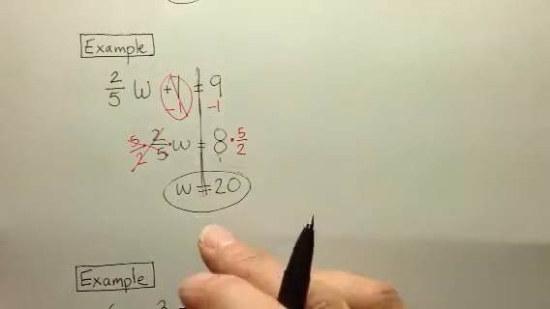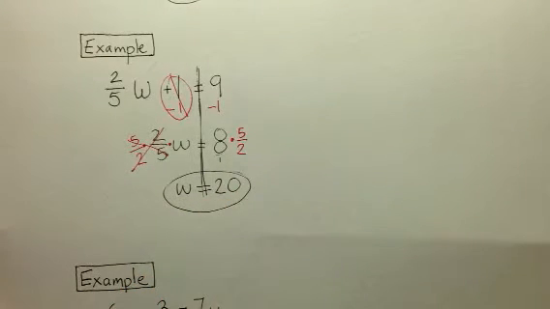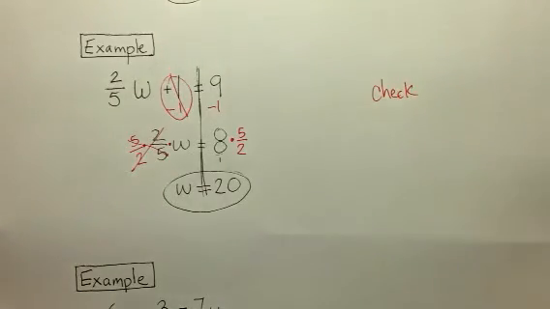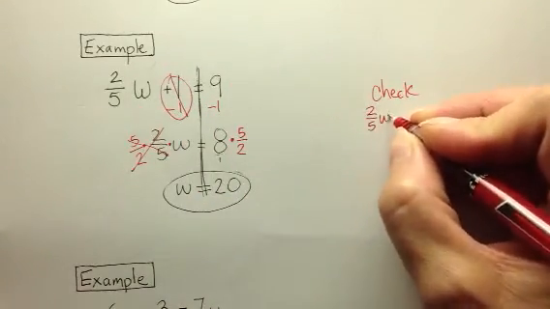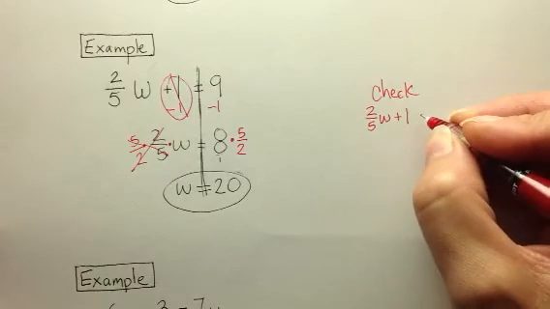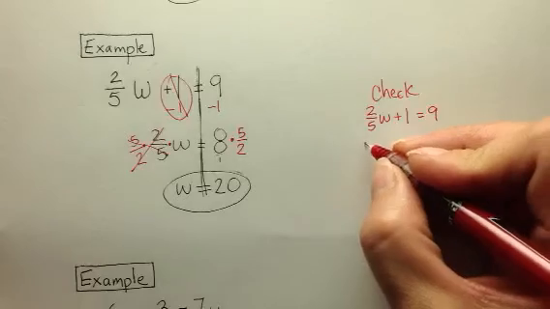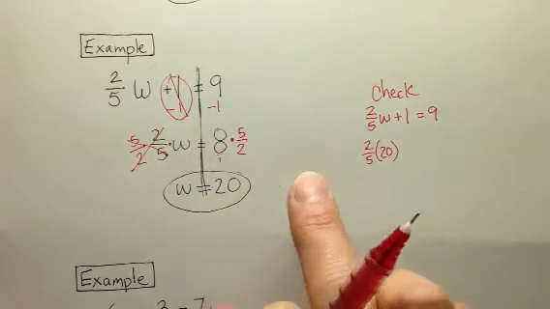Now I want to check and make sure that my solution is correct. I can't fix my problem if I don't know that I have one. So I'm going to come off to this side and I'm going to check. The original equation was 2/5 of w plus 1 is equal to 9. And I'm going to substitute 20, my solution that I got here, for w.